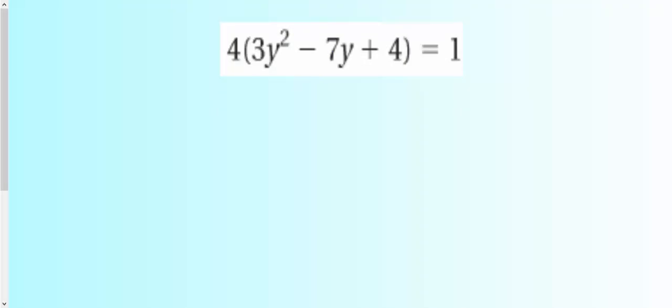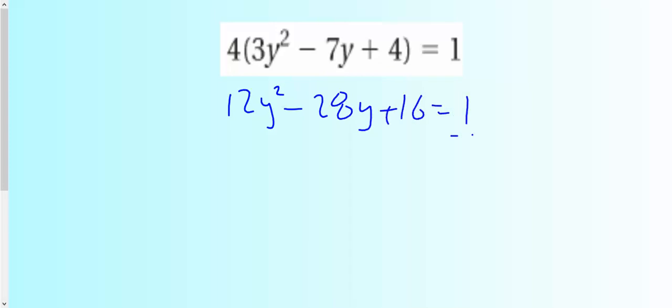Okay, this one here looks a little bit different. If it's not set equal to 0, what you're going to do is do any type of operation, multiplication, or simplification, and get one side equal to 0. So I'm going to start by using the distributive property. And then subtract 1. Now this is a problem in which I would definitely want to use grouping.